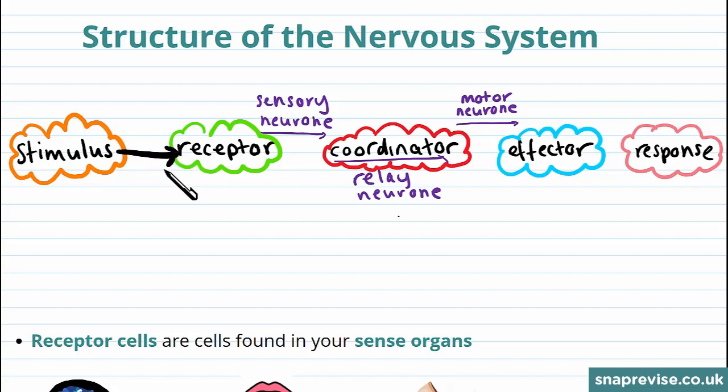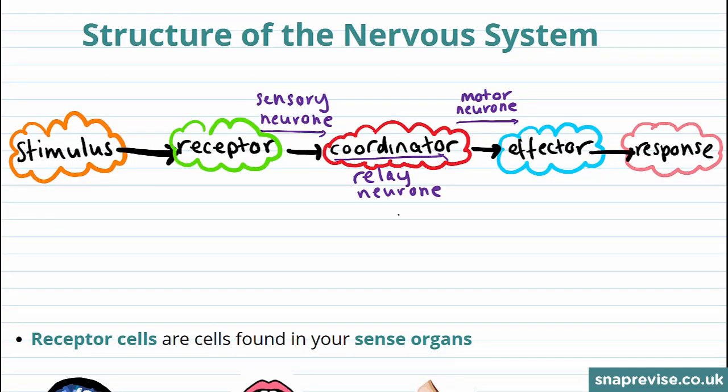The information is transmitted to the receptor, and the receptors are cells that detect the stimuli. This is then transferred to the coordinator, and the coordinator includes the brain and the spinal cord, which make up the CNS, the central nervous system. This information is then transferred to the effector, and the effectors include muscles and glands. This means after the effector gets this information, the effector produces a response.